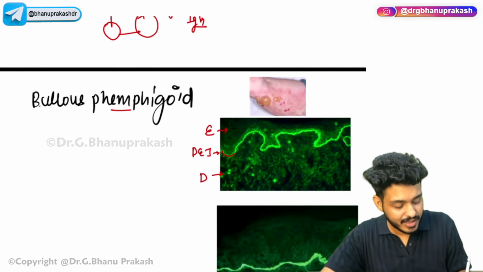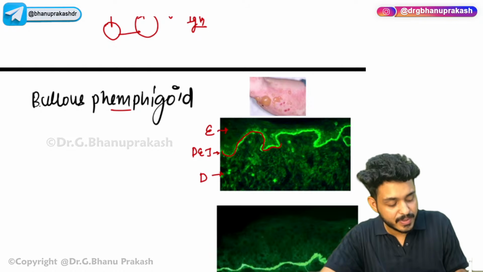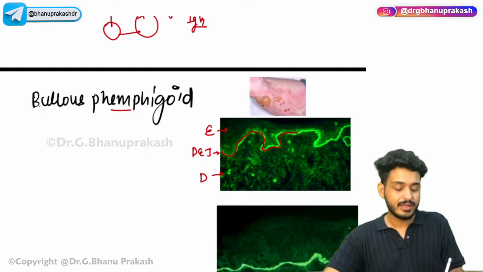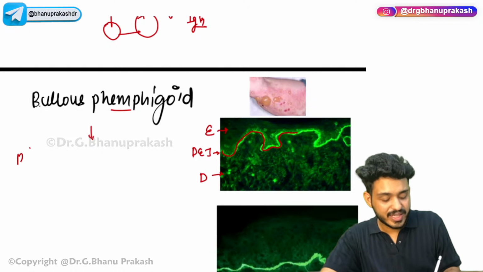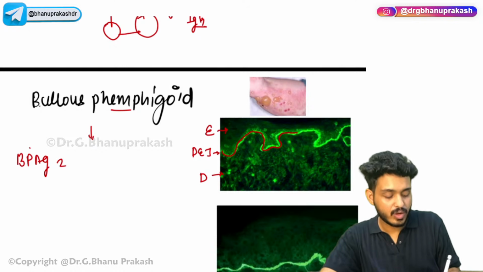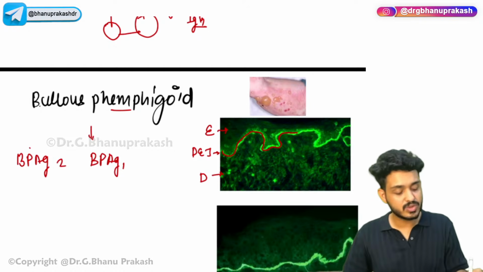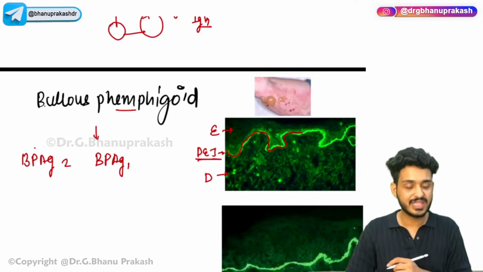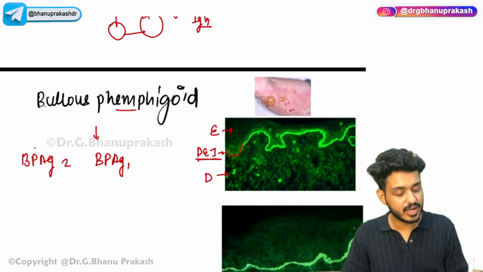Now what is happening? The antibody is depositing in this particular area. Why? Because I have told you bullous pemphigoid is due to hemidesmosomal proteins like BPAG2 or BPAG1, and these are present on hemidesmosomes. We are having hemidesmosomes here. So that is why we are having this particular type of pattern.